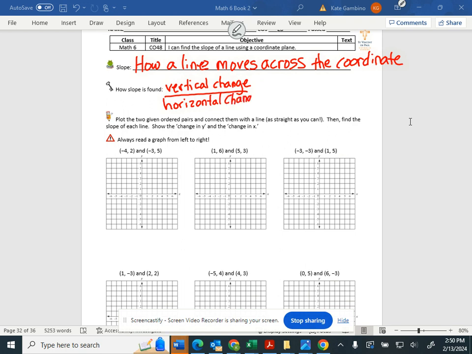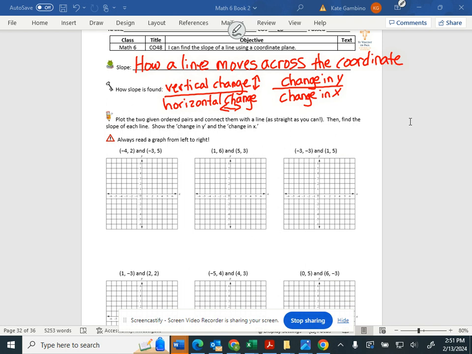Now, vertical means going up or down. Horizontal means going right or left. Okay, so you have the vertical change goes over the horizontal change. So that is the change in y, because remember, the y-axis goes up and down. That's over the change in x. So we put how many up or how many down, and then we put that over how many to the right or how many to the left.